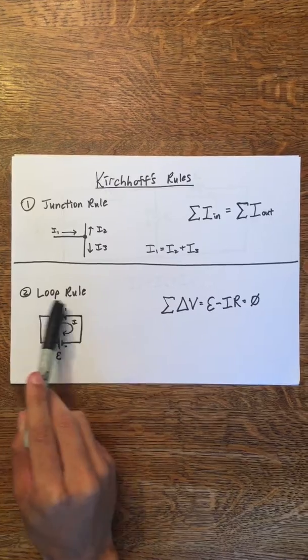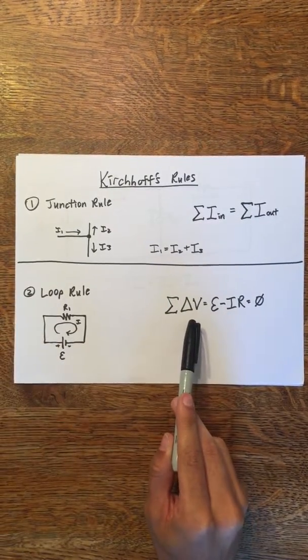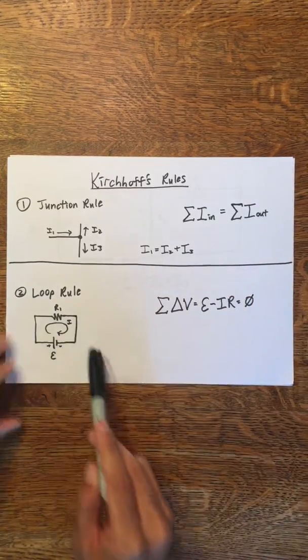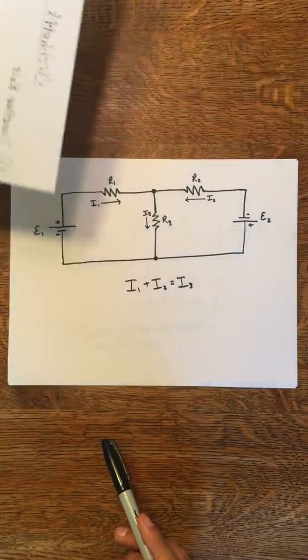The second rule is the loop rule, which states that the algebraic sum of changes in potential around any closed circuit path must be zero. As you can see here, we've drawn our loop inside of our circuit.